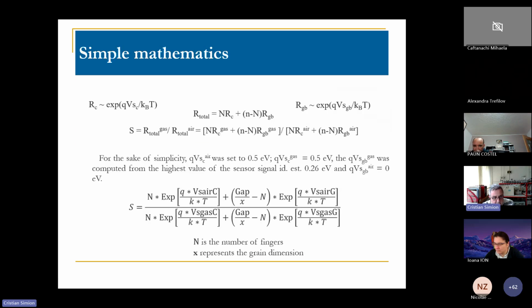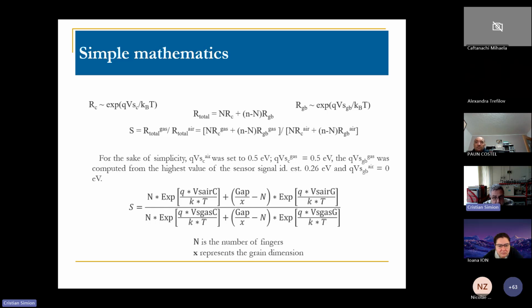Now we have done some simple mathematics, taking into consideration the Schottky approximation and the Poisson equation, that allowed us to write the RC as an exponential of a potential barrier divided by kBT.